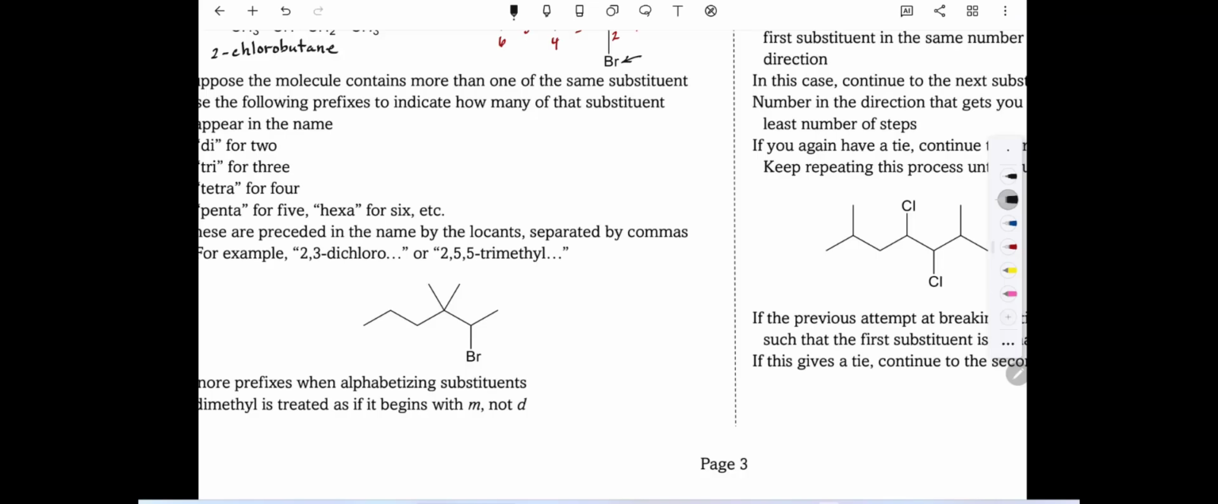It should be pretty clear by observation that we're going to want to number from the right to the left. So this will be carbon 1, 2, 3, 4, 5, and 6. And we have a bromo on carbon number 2. And we have 2 methyls on carbon number 3. So the name here will be, alphabetically, bromine comes first, so 2-bromo.